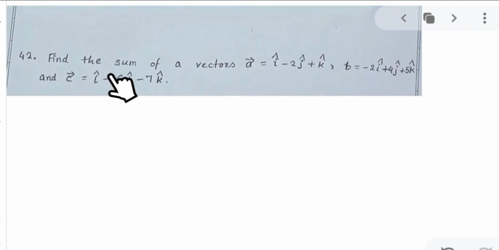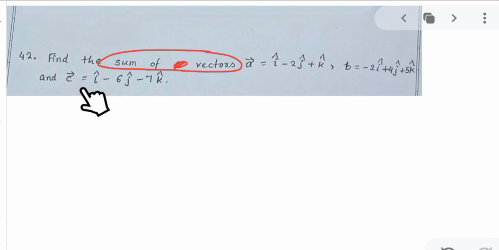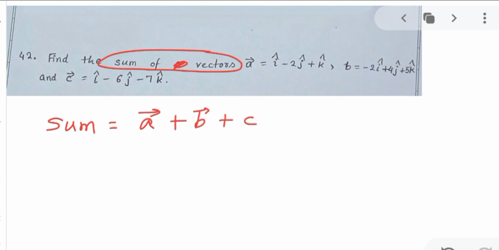Now we'll move to question number 42. This is a simple question. We have to find the sum of the vectors A, B, C. Means simple: the sum of the vectors will be A vector plus B vector plus C vector. So A plus B plus C, we just have to add.